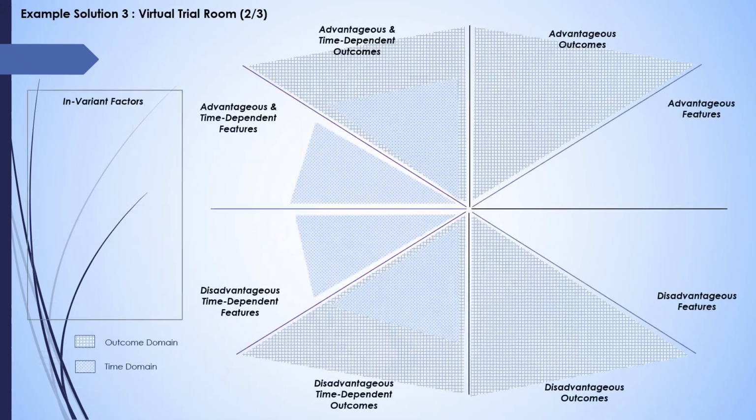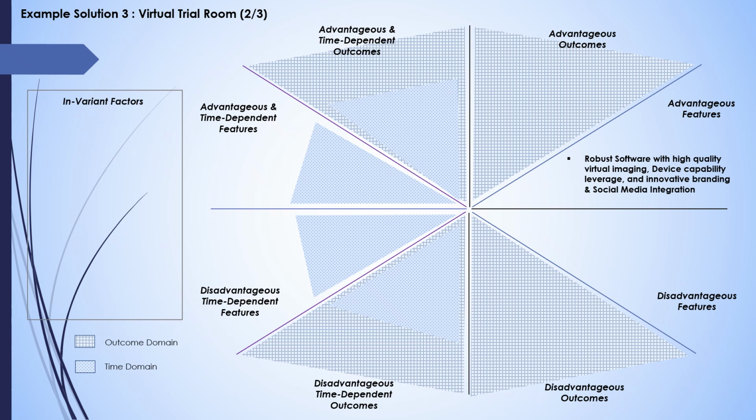Let's return to the 8-part construct one more time and apply it to the virtual trial room solution. Same shift in framing as before. Not what causes what, but what helps, what hurts, and what could be changed to make the solution stronger. Let's work through it. The advantageous features, the ones actively working in the solution's favor. 3 stand out clearly. Robust software with high-quality virtual imaging. This is the experience that everything depends on. If the virtual try-on looks realistic, feels accurate, and performs reliably, users trust it, and trust drives adoption.